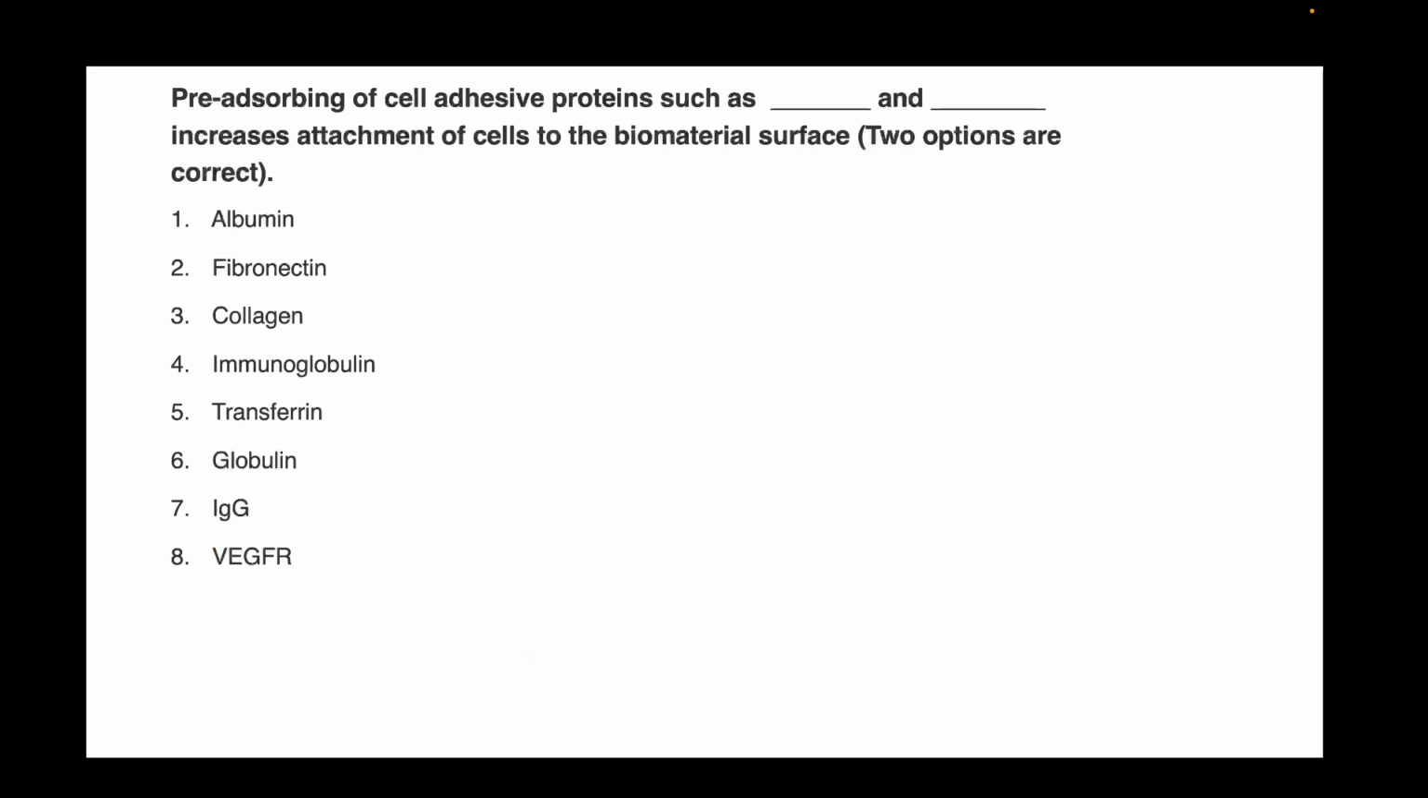Next question was pre-adsorbing of cell adhesive proteins such as dash and dash increases attachment of cells to the biomaterial surface. Here also there were two correct options. So, fibronectin and collagen, these are two cell adhesive proteins. They have several cell attachment integrin based receptors and other cell attachment points, which helps in increasing the attachment of cells on the biomaterial surfaces if they are coated with these proteins.